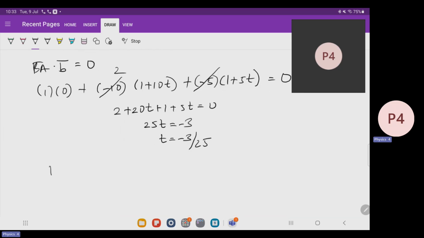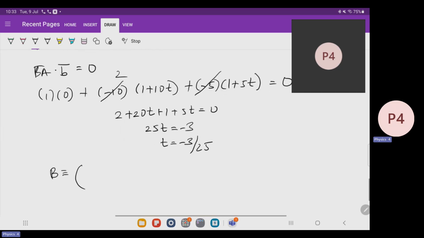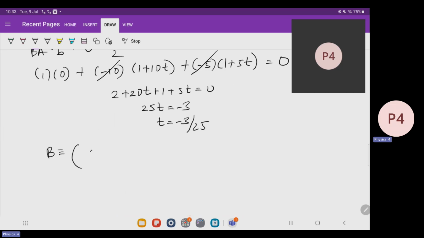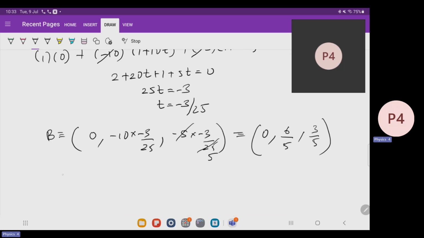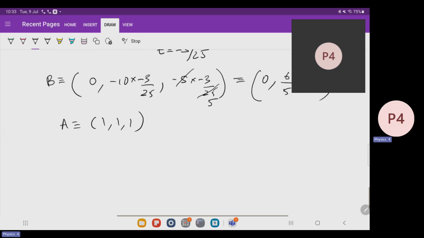So what would be B? B is (0, -10t, -5t). So B will become (0, 2/5, 6/5... ) and this is 3/5. So this is the point B. Now point A we already know, A is (1, 1, 1). So with this we can find the equation of the required line L.